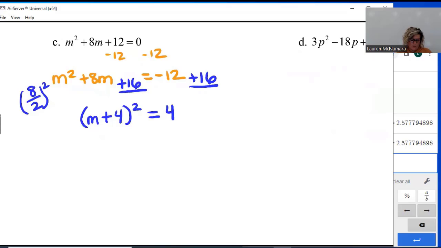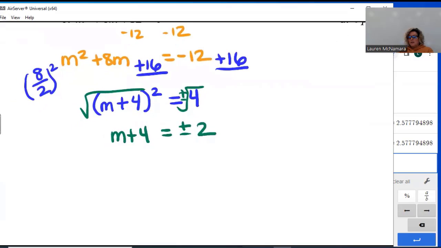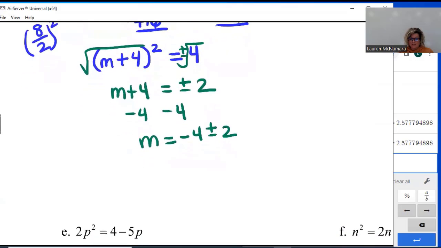My whole point for doing that is so that I can take the square root of both sides, plus and minus. So I have m plus 4 is equal to plus and minus 2. Subtract 4 from both sides. So I have m is equal to -4 plus minus 2. You need to go ahead and finish this. So m is equal to -6, -4 minus 2, and -4 plus 2, -2. So those are my solutions.